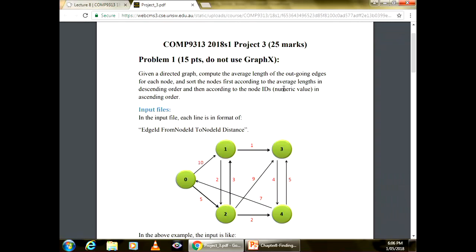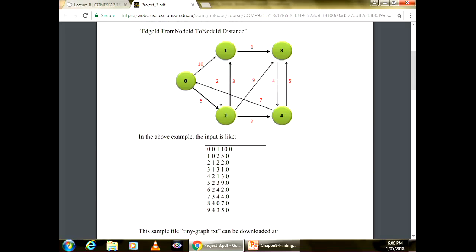Again, there may be some precision problems, so you don't need to worry about that. It will be treated as correct. If your results are slightly different from the result provided, just because of precision problems, then you will not lose any marks. So that's for the first problem.